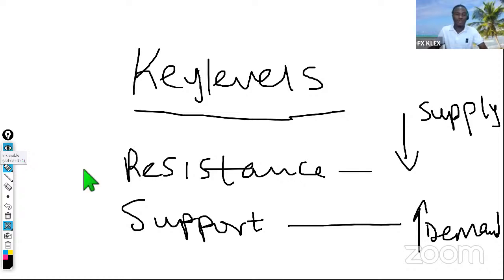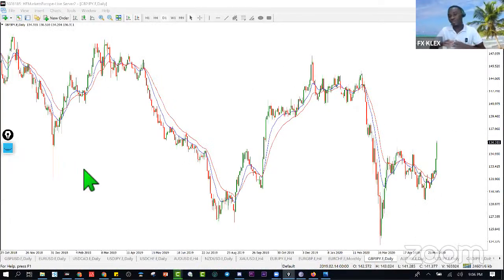Here on my trading chart, I have a chart of the British pound sterling paired against the Japanese yen. And then I'm going to be showing you guys how you can implement the key level structures on our trading chart. So the first thing is, where are the right places for us to implement our key level structures on our trading chart? They are the swing highs and the swing lows.